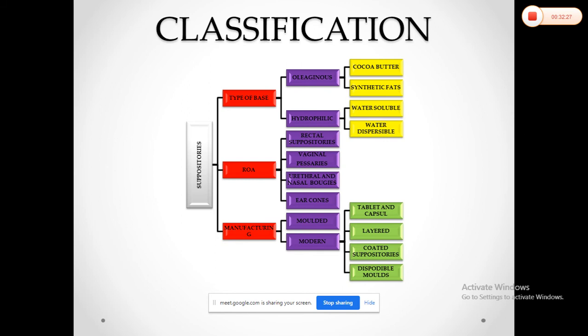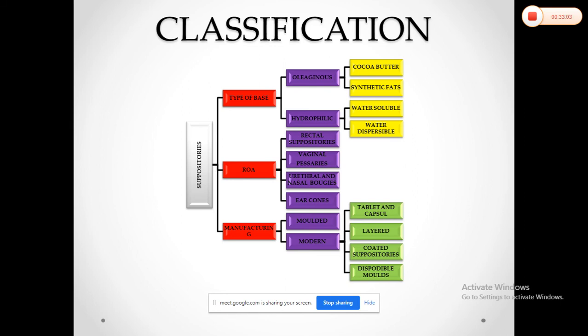So basically, the disposable molds are made up of plastic materials or tin foils, and the suppository material is poured into the disposable mold and then cooled. Then the excess mass is removed with the help of a sharp knife or blade, and the molds are sealed. So when the suppository mass melts during storage, it will remain in the mold itself and cannot be converted into suppositories after cooling.